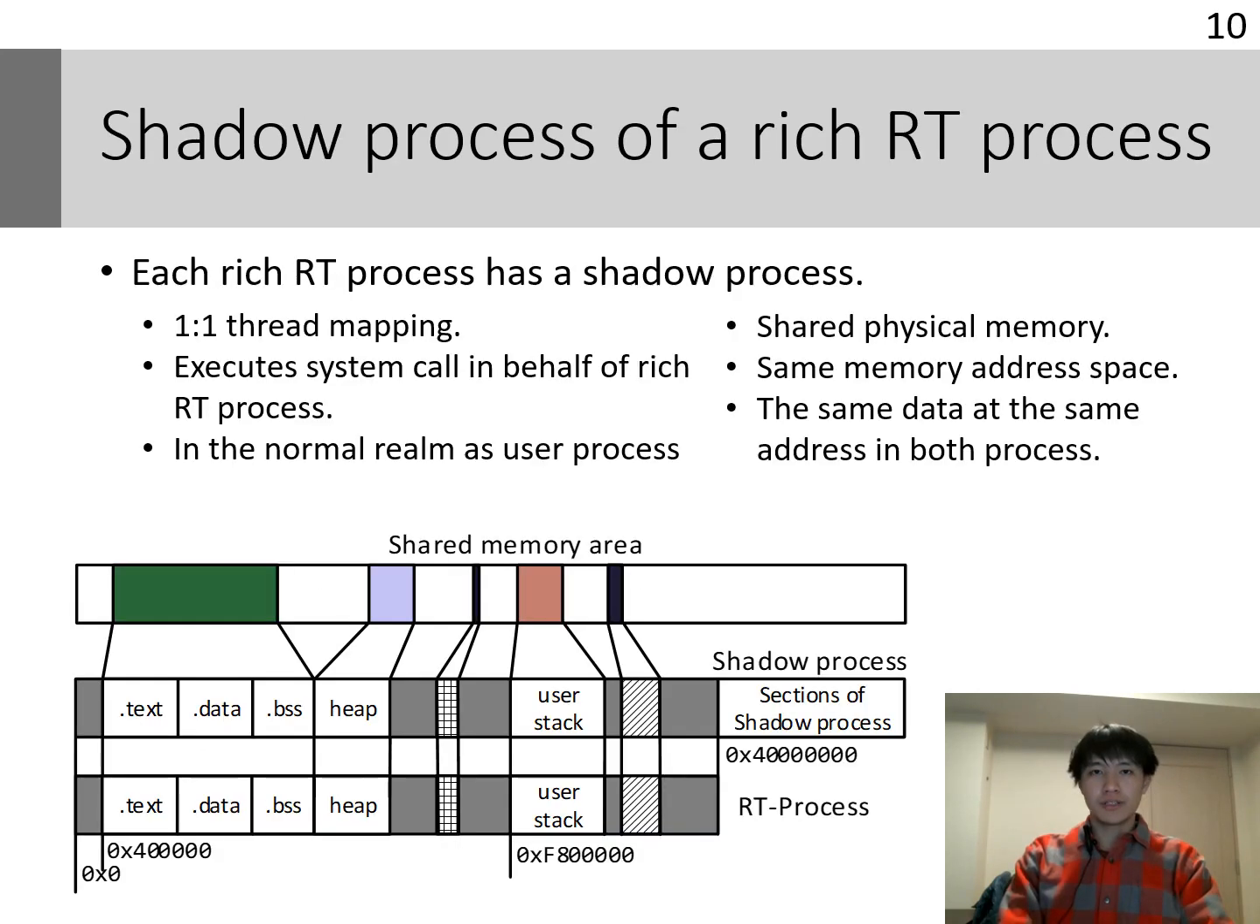For each real-time process, there exists a shadow process in the normal rhythm as a replica of the real-time process. They have a one-to-one thread mapping. The shadow process executes remote system calls in the normal rhythm general-purpose operating system on behalf of the corresponding real-time process. I will explain the details later. It is a user space process like the device emulation of QEMU-KVM, and both processes share the same physical memory with the same memory address space. An illustration of the memory address space is shown in this slide.